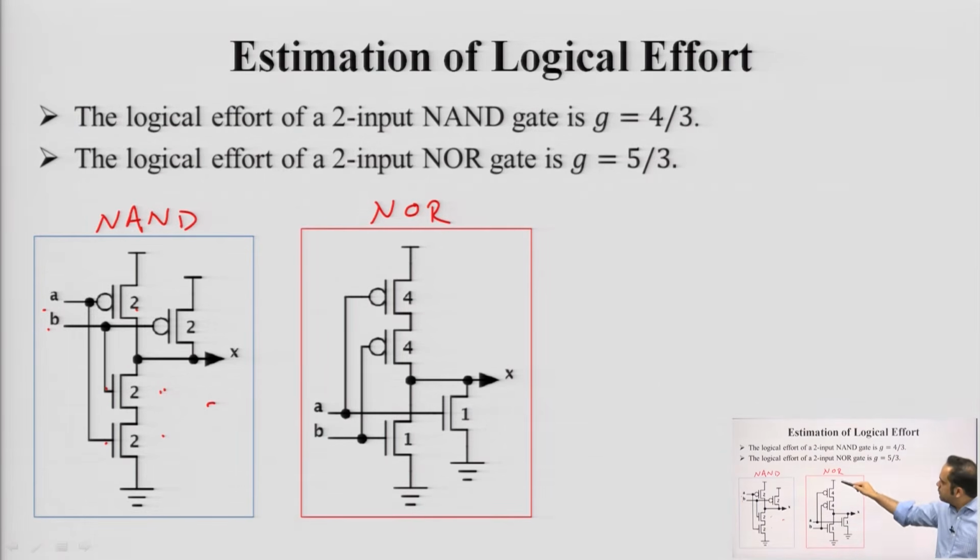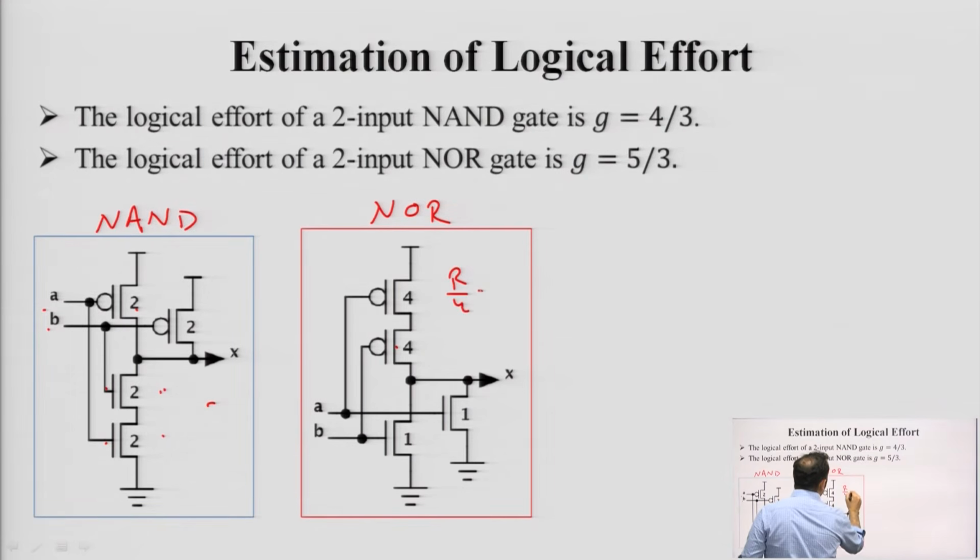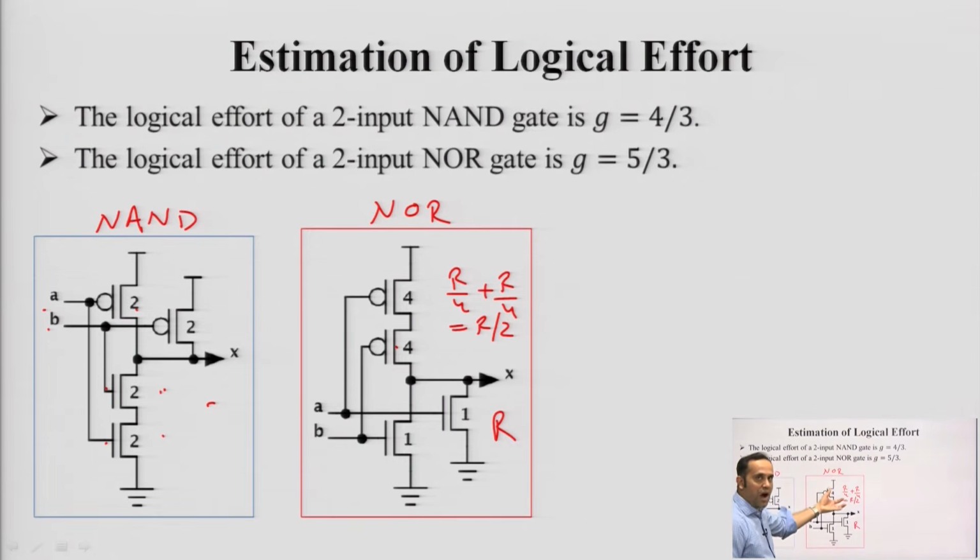Here the PMOS transistors are connected in series, so the net resistance is going to be the resistance of this transistor plus the resistance of this transistor. If I add the resistances, this is going to have a resistance of R by 4 plus R by 4, total resistance of R by 2. And this NMOS transistor has the same width as a unit transistor, so it is going to have a resistance R. So again, the resistance of the PMOS network is half of that of the NMOS network. This is done deliberately to compensate for the differences in hole mobility, which is generally lower than the electron mobility.